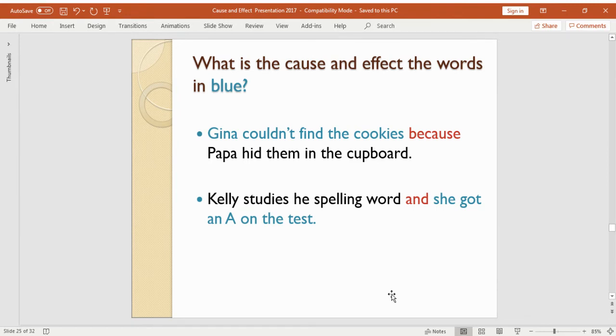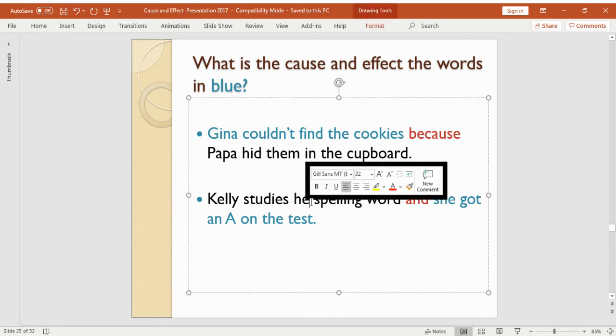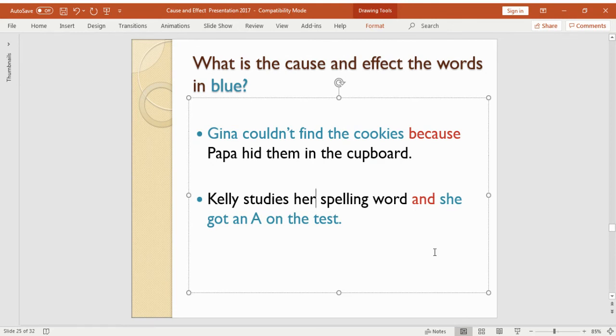For number 5, Kelly studies her spelling words and she got an A on the test. Is she got an A on the test the cause or the effect? Looking at this passage, let's go back and see if we can check our answers and see if you got them all correct. For number 4, Gina couldn't find the cookies. Notice the word because. Gina couldn't find the cookies is actually the effect on this one.